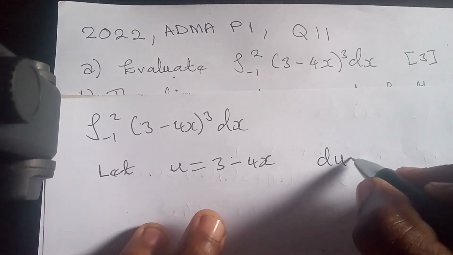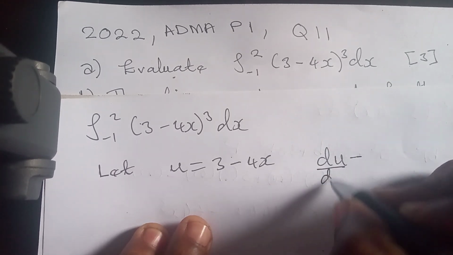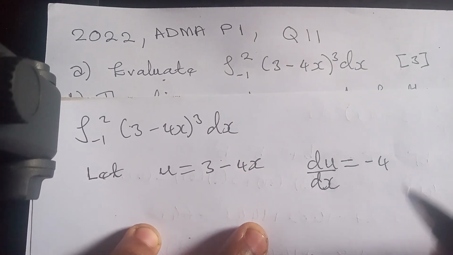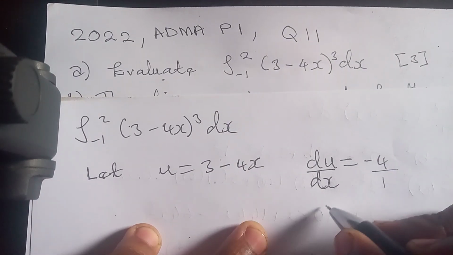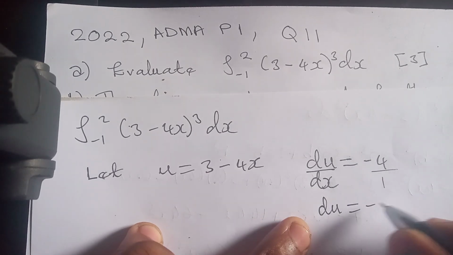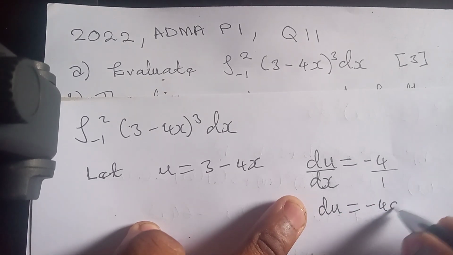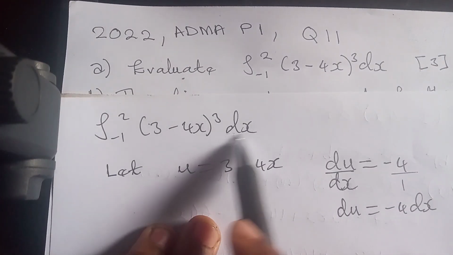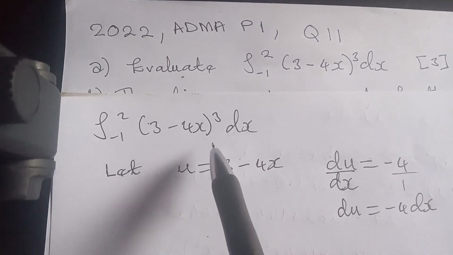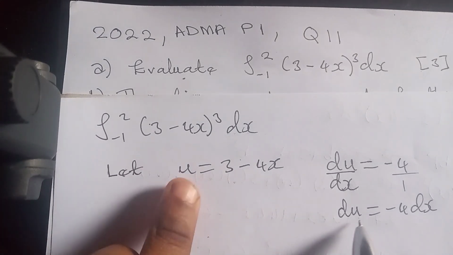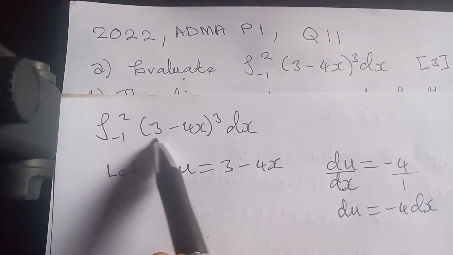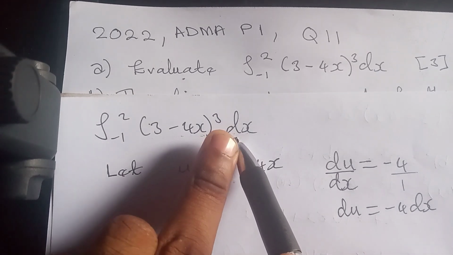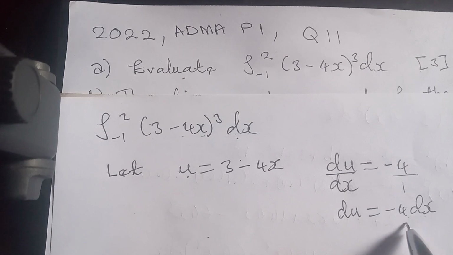your du/dx will be negative 4, which you can cross multiply and have du is equal to negative 4 dx. So remember that you want to substitute everything that has an x with everything that has a u. So I'll substitute this entire thing with a u, and then I'll substitute this with whatever I'll get from there.